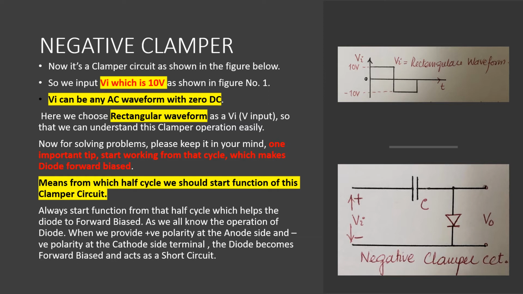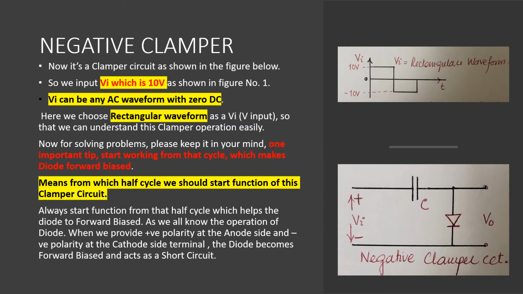Now for solving problems, please keep one important tip in your mind. Dear students, always start working from that cycle which makes the diode forward biased in the negative clamper circuit. Means there's a question from which half cycle we should start function of this clamper circuit. We always start function from that half cycle which helps the diode to forward bias. It means it's the need that the diode must be forward biased in the first half cycle.